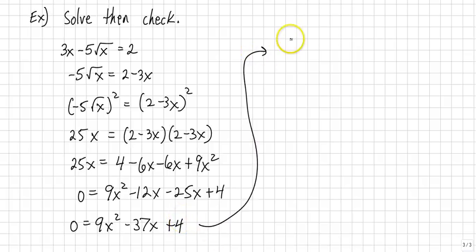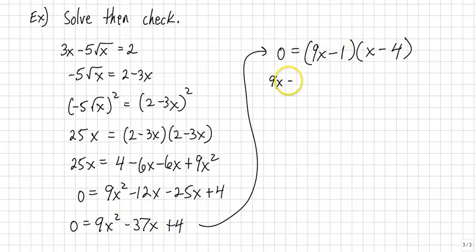All right. So let's see if we can factor that. So that would be, let's try 9x and x. And then let's try 1 and 4. Because that would give me 36 and 1, which gives me 37. So that should work. And if they're both negative, I'll get a plus 4 and a -37. So 9x minus 1 equals 0, or x minus 4 equals 0. So x equals 1/9, or x equals 4. So it looks like we have two answers.